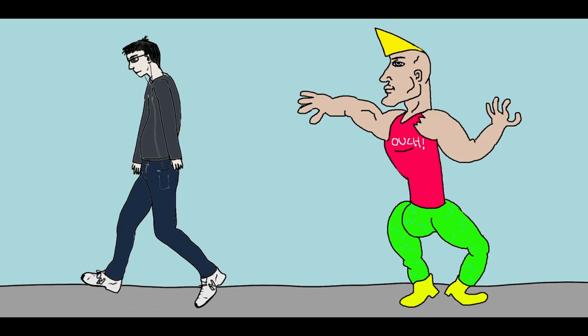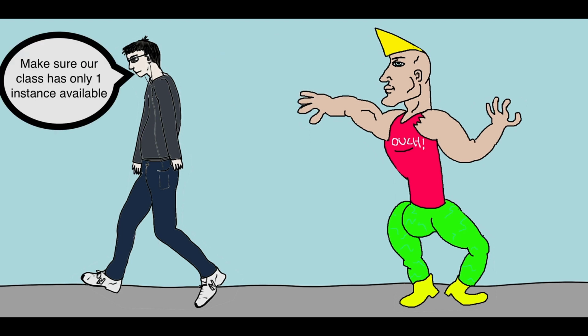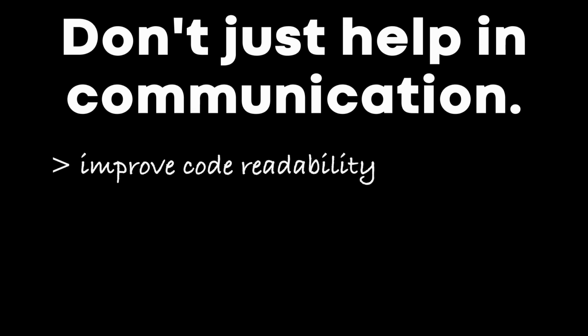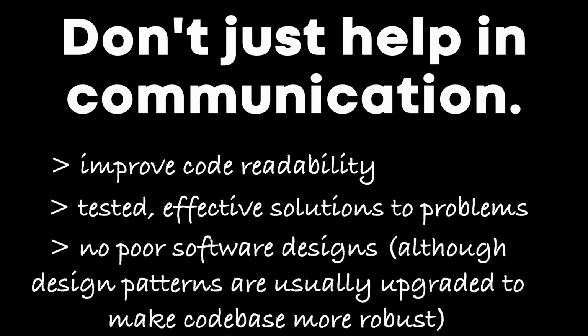So if a programmer wants to communicate with another programmer about a solution to a certain problem, they can just say, let's use Singleton instead of saying, let's make sure that a class has only one instance available throughout our codebase. These design patterns not only help in communication in person, but also in code, meaning they improve the code readability and provide tested effective solutions, eliminating the possibility of having poor software design.